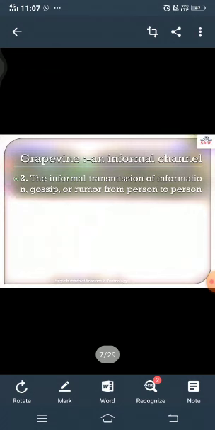Grapevine is an informal channel. This is an informal transmission of information, gossip, or rumor from person to person. The effectiveness of managerial skills depends upon how you deal with these grapevines. Many times you might have heard, like just after demonetization, and then after a few months, we heard people saying that now 2000 rupee notes are also getting banned. This is just a grapevine which was spreading, and there was no official notice regarding this from the PMO.